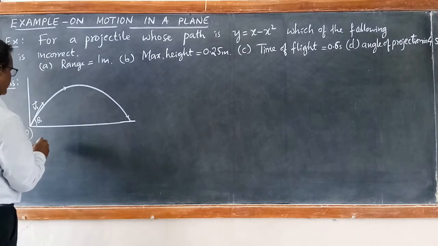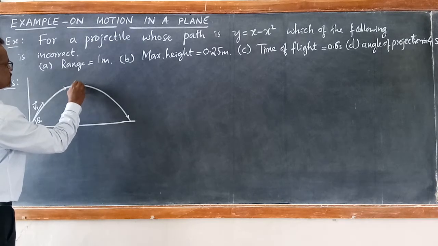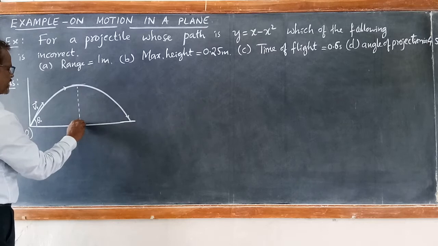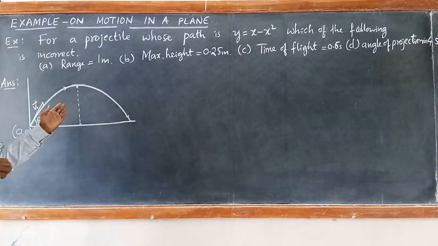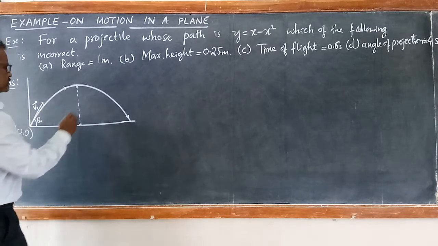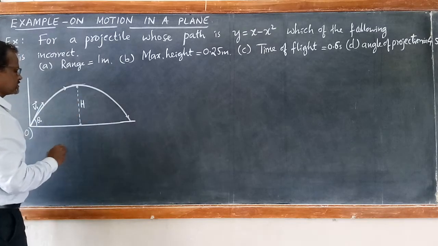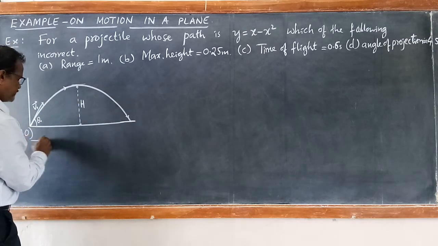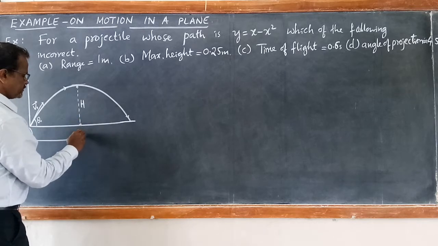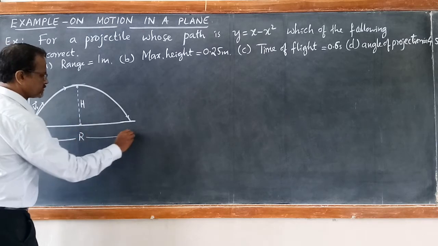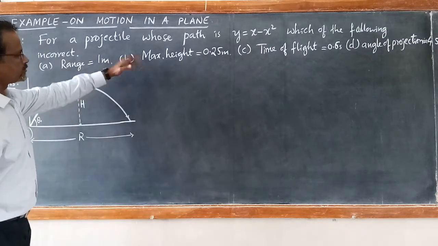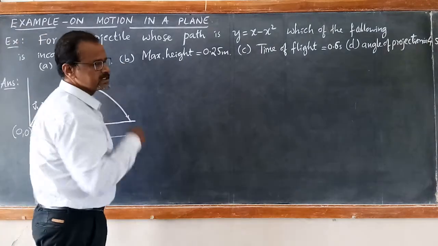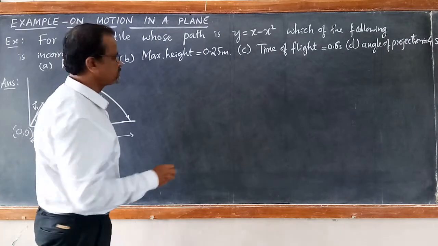Then this is the maximum height. At the maximum height, the y component of velocity becomes 0. So this is what we are going to calculate as the maximum height, and the maximum displacement is the range. We have already learned this. Let us solve this problem using the standard equation of a parabola.